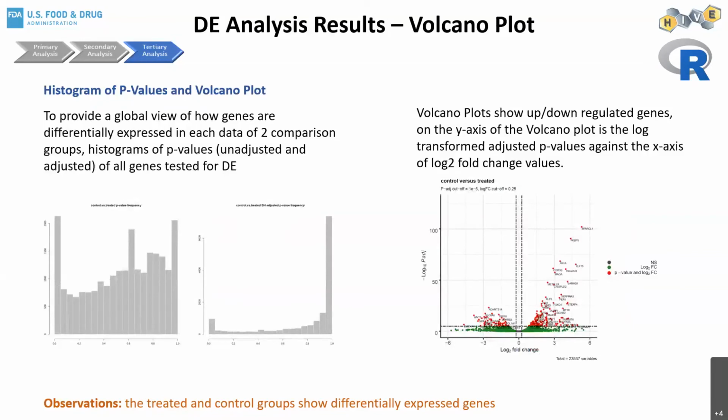So, something to share. Also, we can look at the histogram of p-values and volcano plot. The histogram of p-values gives us a global overview of how the genes are differentially expressed for the comparison. Volcano plot shows the up and down regulated genes based on the adjusted p-value and the log-two-fold change values, and it gives us a clear idea of how many genes are up or down regulated for the experiment.